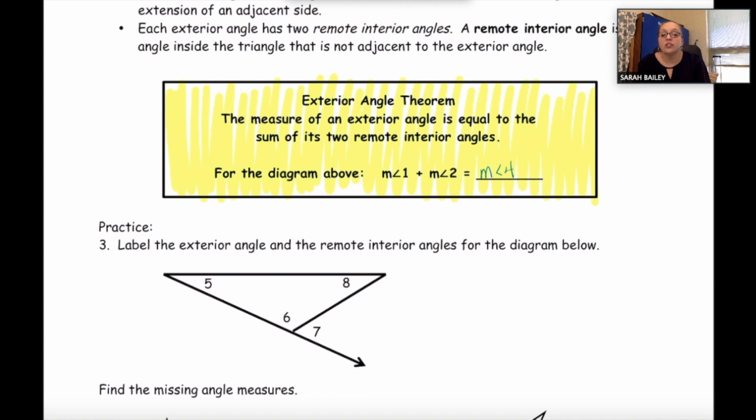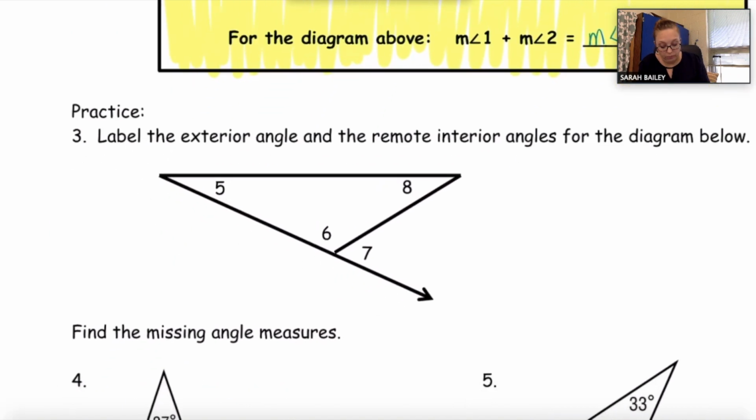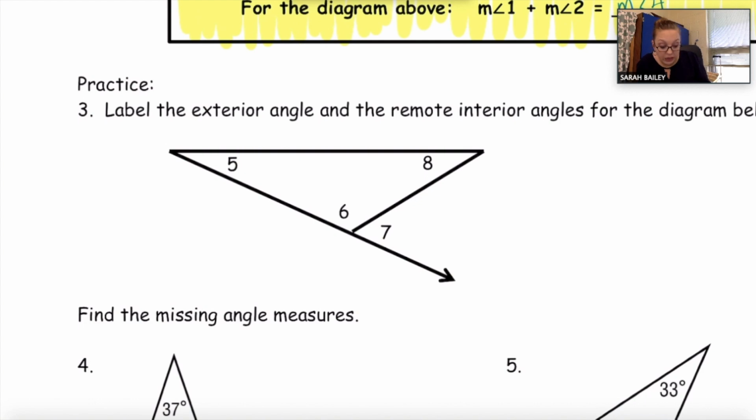Okay, and then let's go to problem 3. It says to label the exterior angle and the remote interior angles for the diagram below. So angle 7 is clearly an exterior angle because it is outside of the triangle. And then the two remote interior angles. So 6, 5, and 8 are all interior angles. They're inside the triangle. The remote interior angles would be angles 5 and 8.